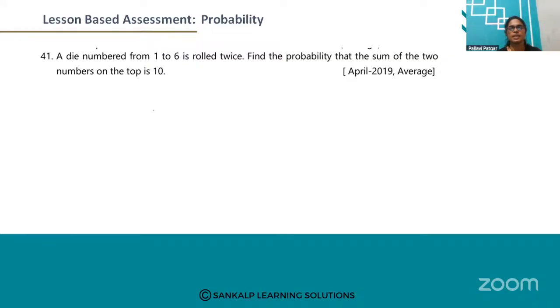These pairs are (4, 6), (5, 5), (6, 4). So n of S, the total number of outcomes, is 36. The number of favorable outcomes, n of E, is 3.